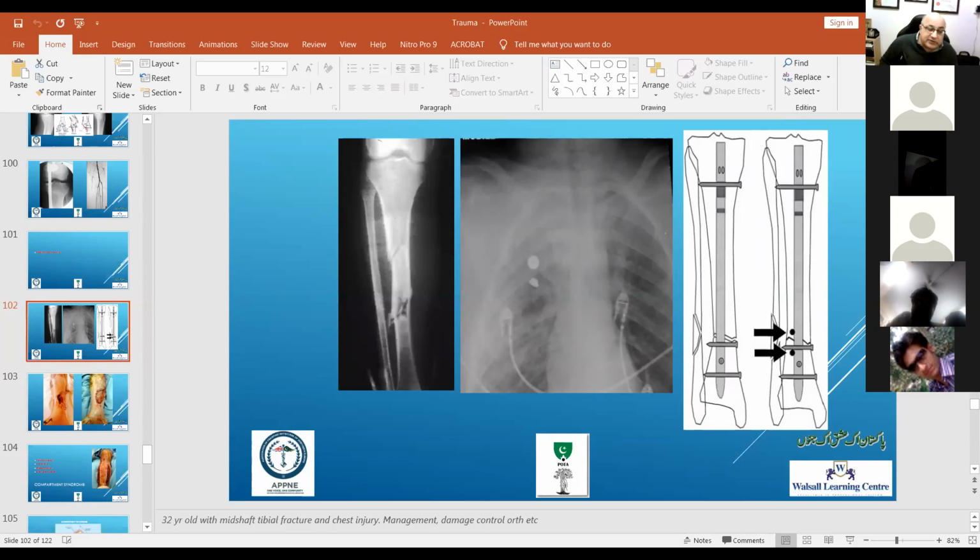Okay, so what you will do is you will do damage control in the meantime until the patient is fit enough to have an operation. Damage control means you do what needs to be done, minimize everything, do ATLS protocol, do A, B, and C before you go to D.